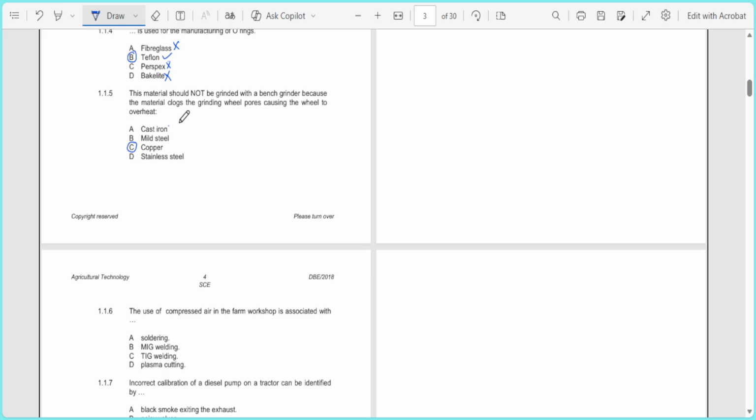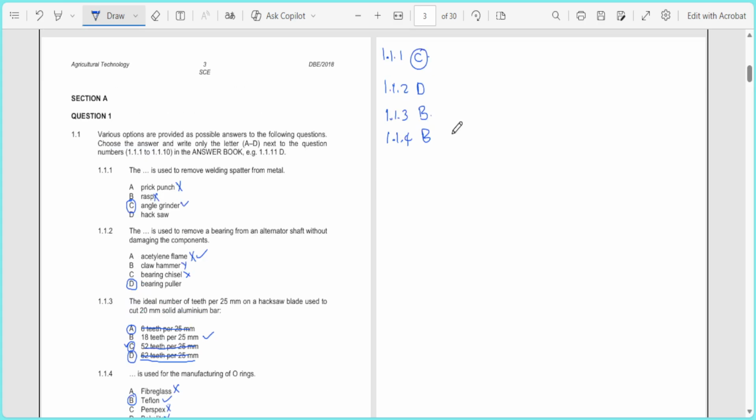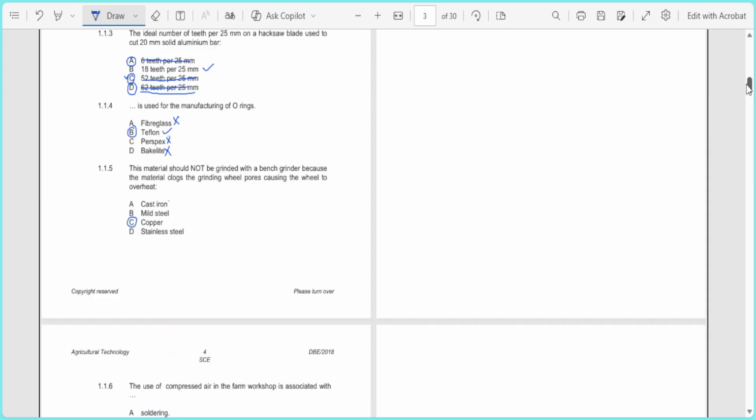Copper should not be ground with a bench grinder. The other materials can be ground safely with proper techniques, like cast iron and mild steel, for example. It's a standard material for bench grinding. And stainless steel is also appropriate. It can be ground but requires careful control to avoid overheating. So copper is out of the picture there. All right, so 1.1.5, the correct answer should be C.